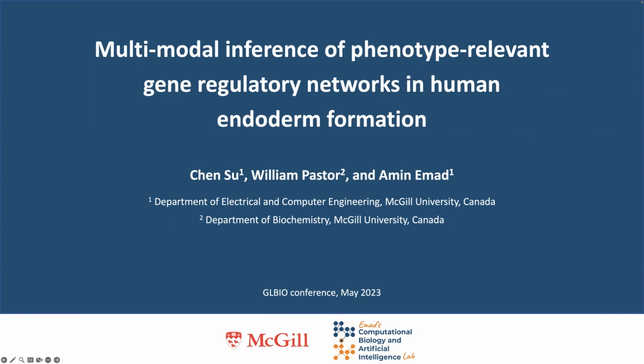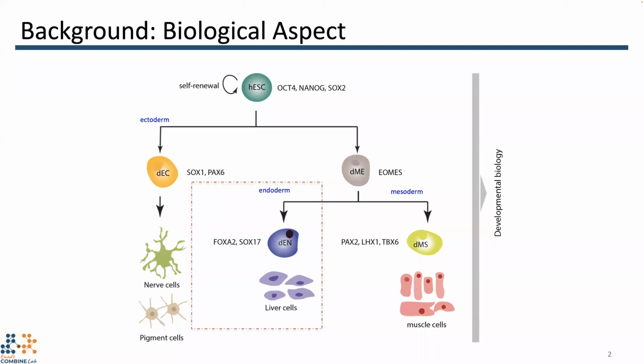Today, I am excited to share my research on multimodal inference of phenotype-relevant gene regulatory networks in human endoderm formation using Inferno-ChIP. Human embryonic development is a complex process that lasts about 9 months, from fertilization to birth. However, most tissues and cell types are determined within the first few weeks post-conception.